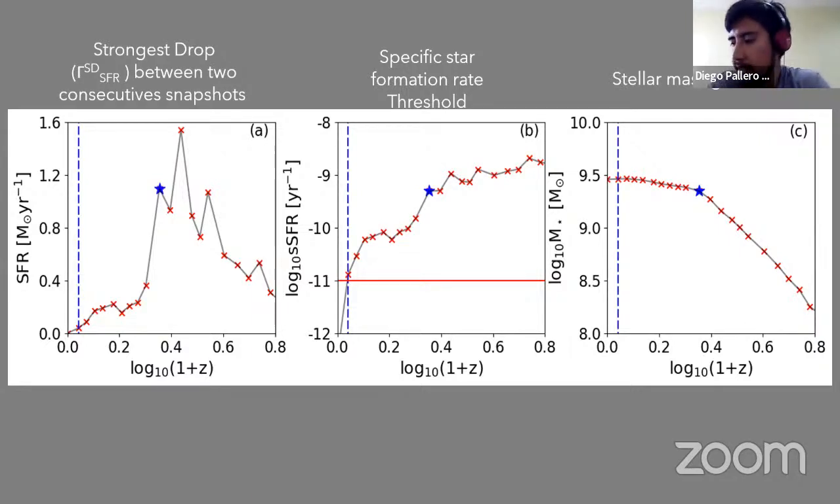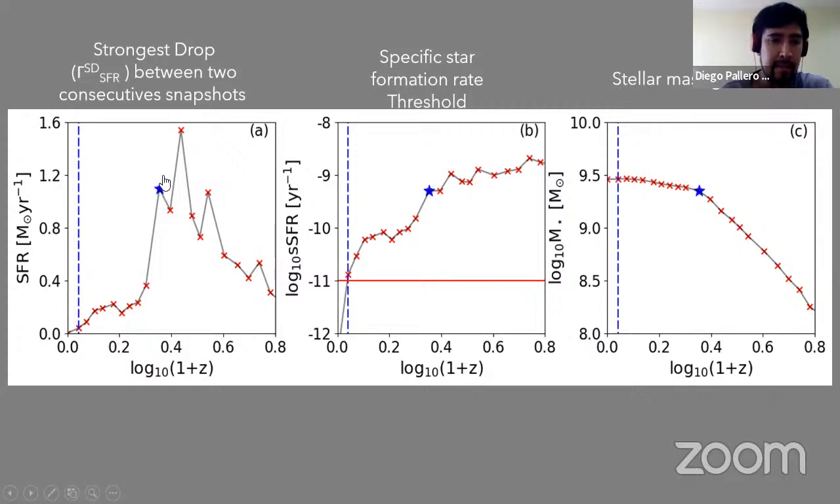For that, we try to characterize key moments in galaxy evolution for all the satellites within one virial radius of the clusters. The first moment in which we were interested is the moment when a galaxy suffered their strongest drop in star formation. So in this plot here, you can see the evolution of the star formation rate, like the star formation history of a galaxy as a function of time. And the little blue star that you can see here is the moment that we select as when the galaxy suffered their strongest drop. So it is the normalized strongest drop between two consecutive snapshots.